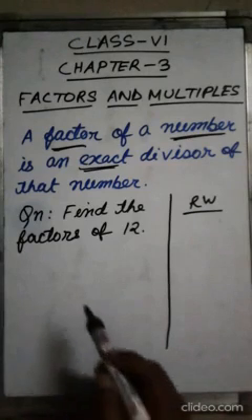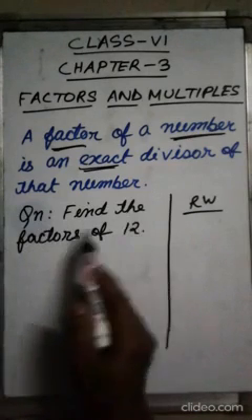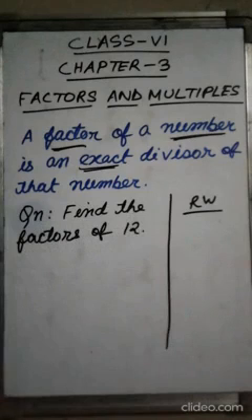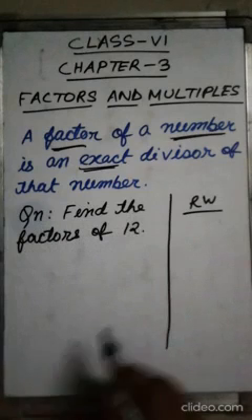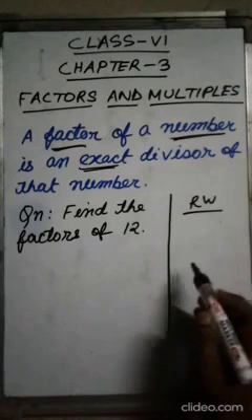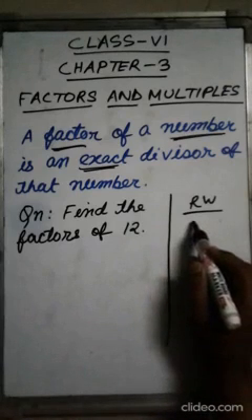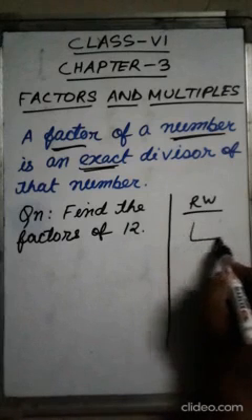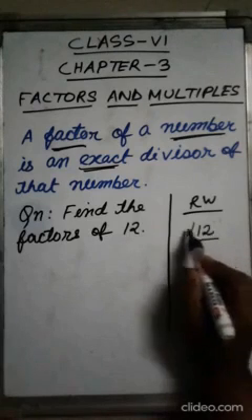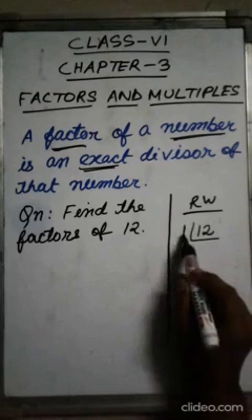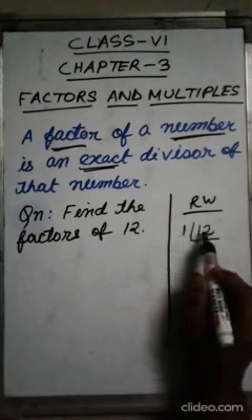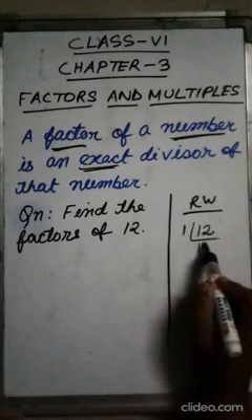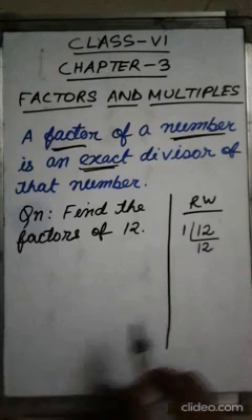So I have given you a question: find the factors of 12. How to find the factors of 12? Let us check the numbers by which 12 is divisible. 12 is divisible by 1. If I divide 12 by 1, we get 12.